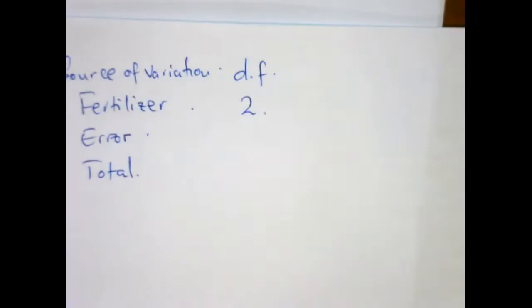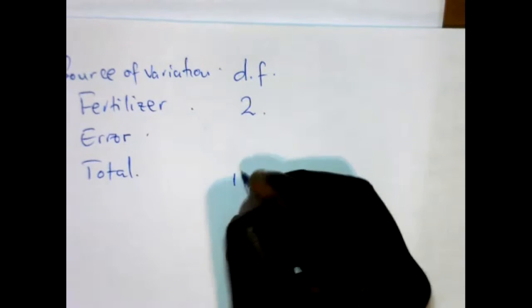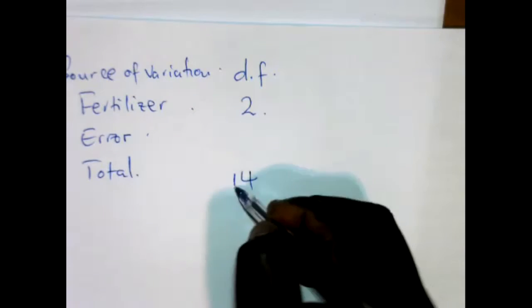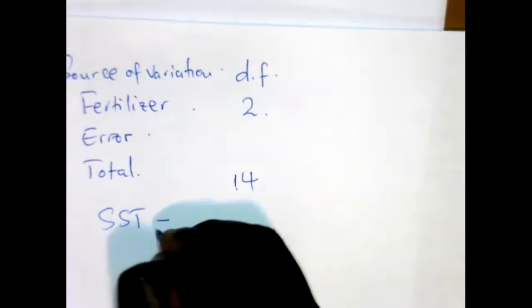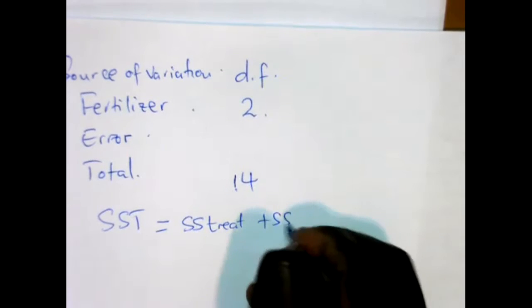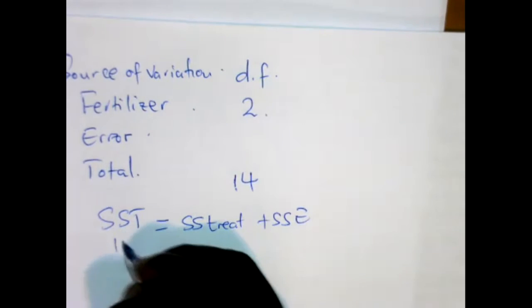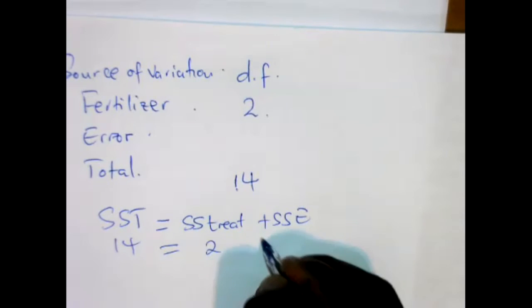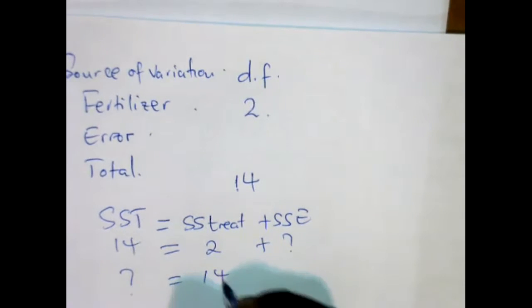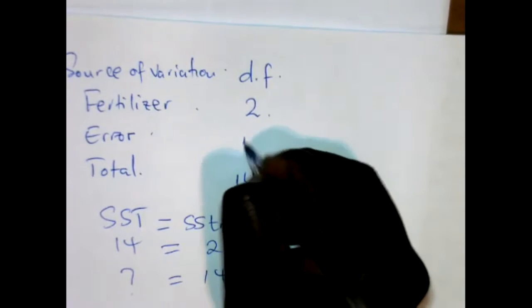That is 15 times 3, which is 3 times 5 is 15, minus 1. So we get 14. To get the degrees of freedom for error, you just subtract the total minus the treatment ones. So we'll have 14 minus 2. Remember, SST is equal to SS treatment plus SS error. So now we've got 14 is equal to 2 plus question mark, which is the degrees of freedom that we want to get. To get our question mark, it now becomes 14 minus 2, which is equal to 12. So we put our 12 here.